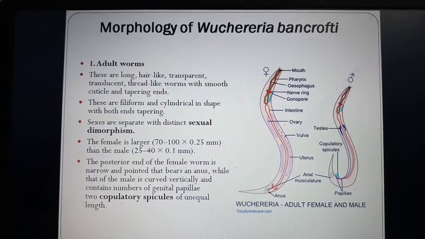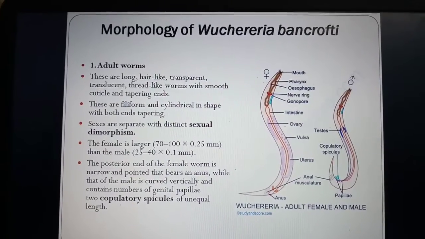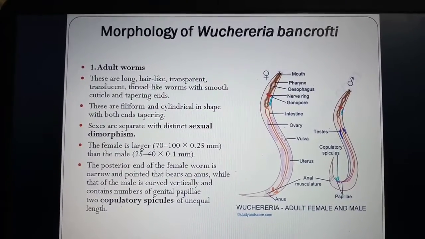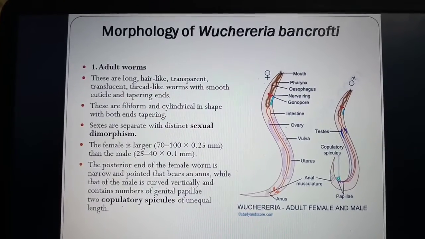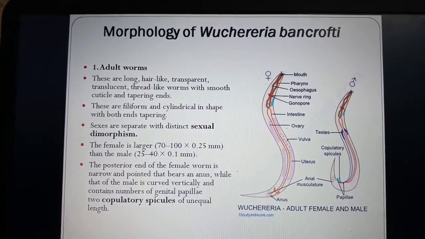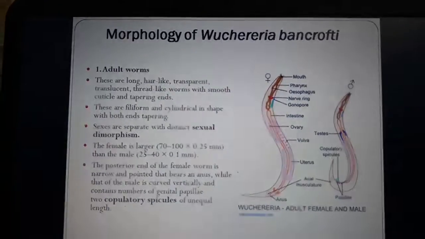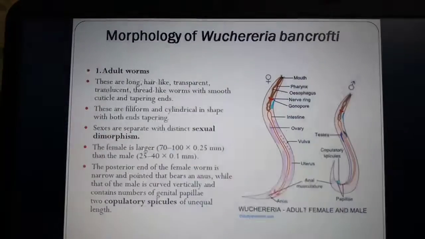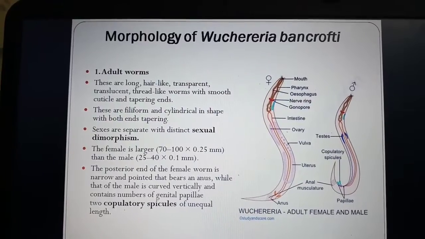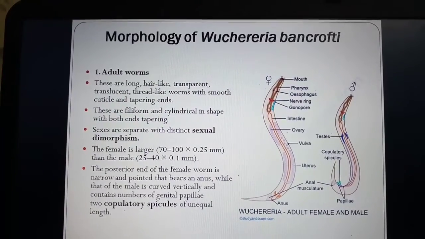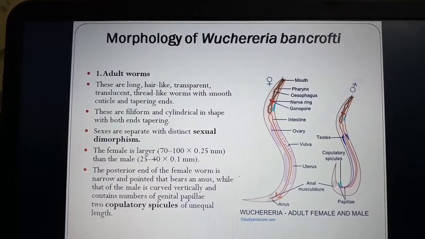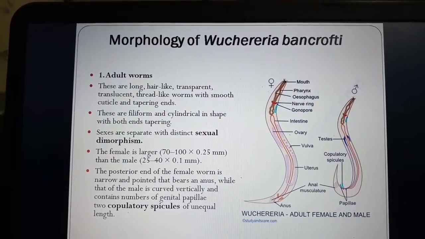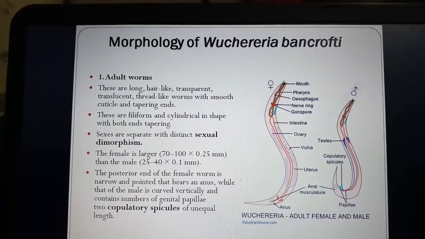The morphology of Wuchereria bancrofti you can see in the diagram. Number one, the adult forms. They look like transparent, translucent, thread-like worms with a smooth cuticle and tapering end, as seen in this picture. These are filiform and cylindrical in shape with both ends tapering.